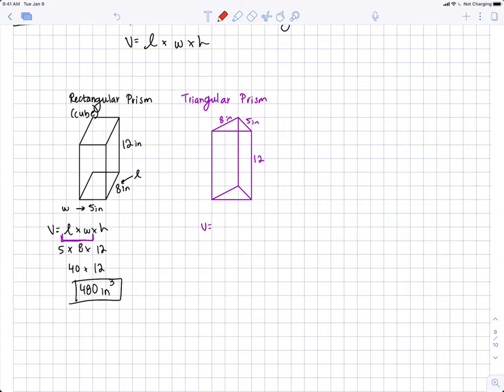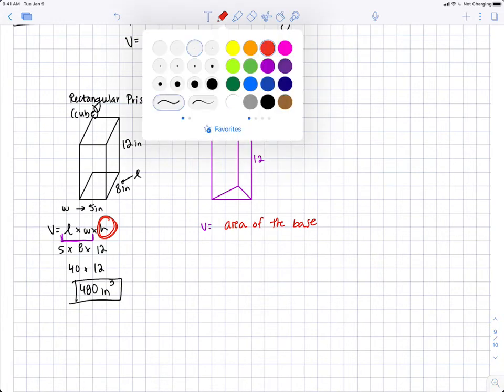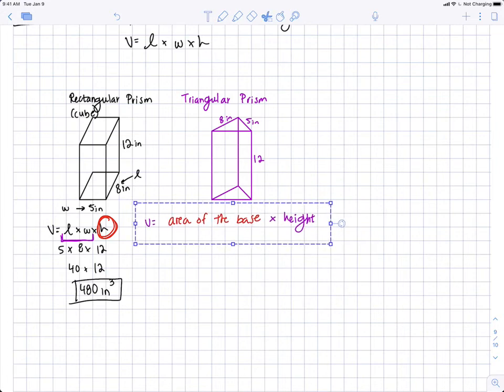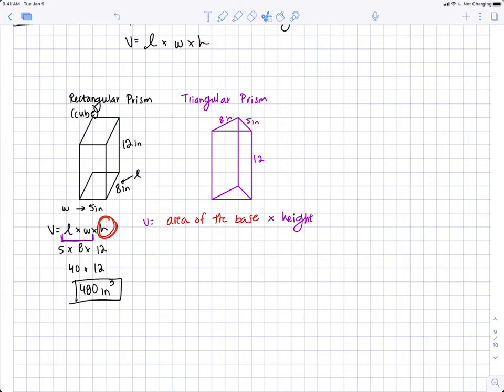I'm going to write that down. We found the area of the base, and then we multiplied it by how tall the prism is, by the height of the prism. So in this case, with the triangular prism, let's go ahead and follow this new rule. Let's find the area of the base and multiply it by the height.